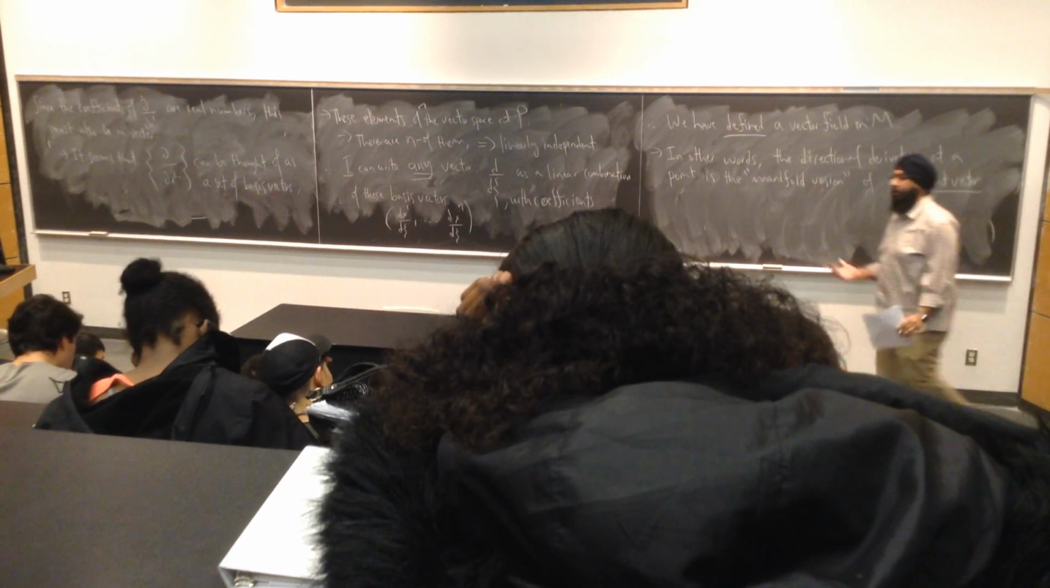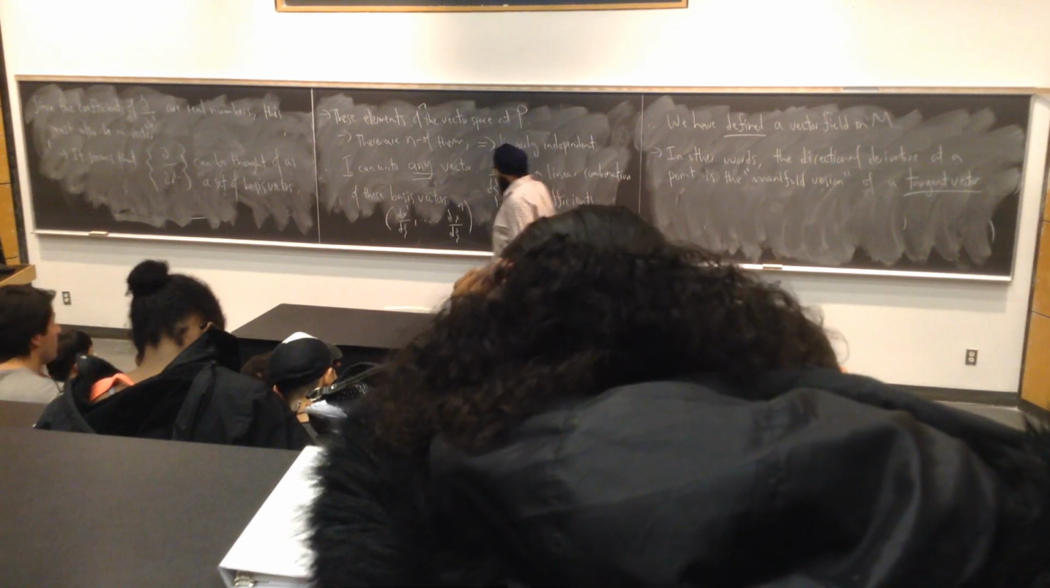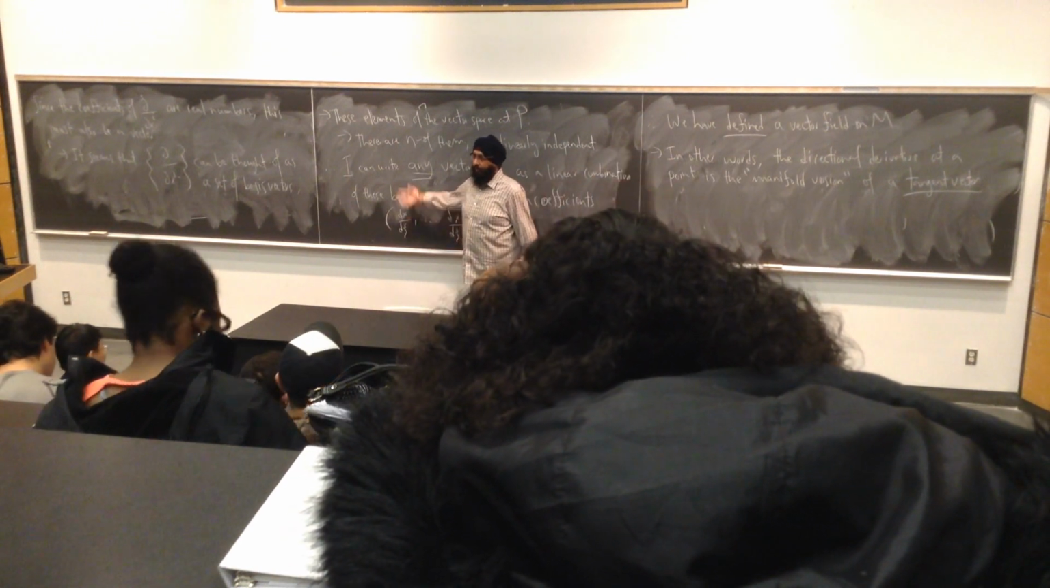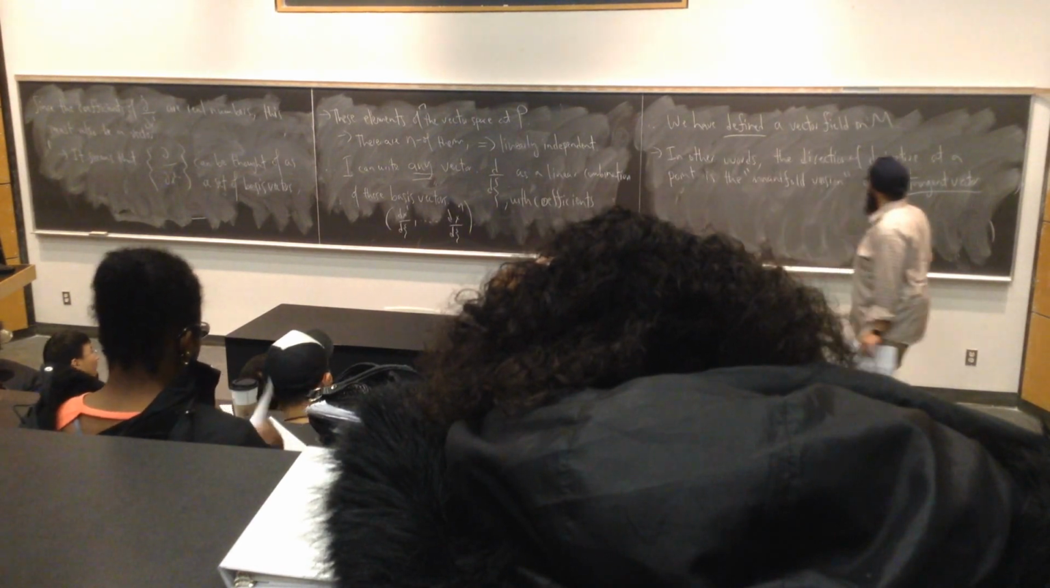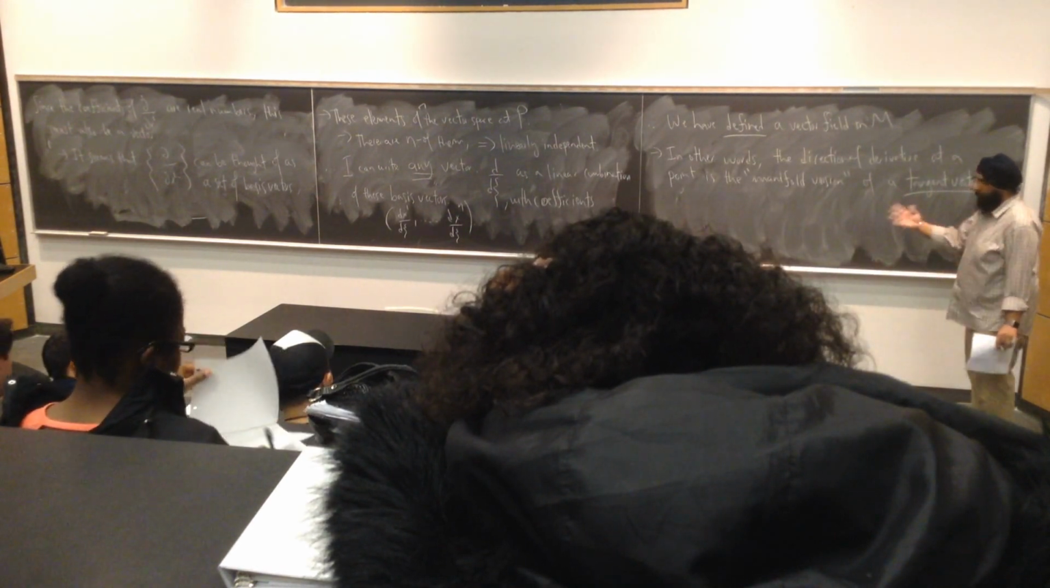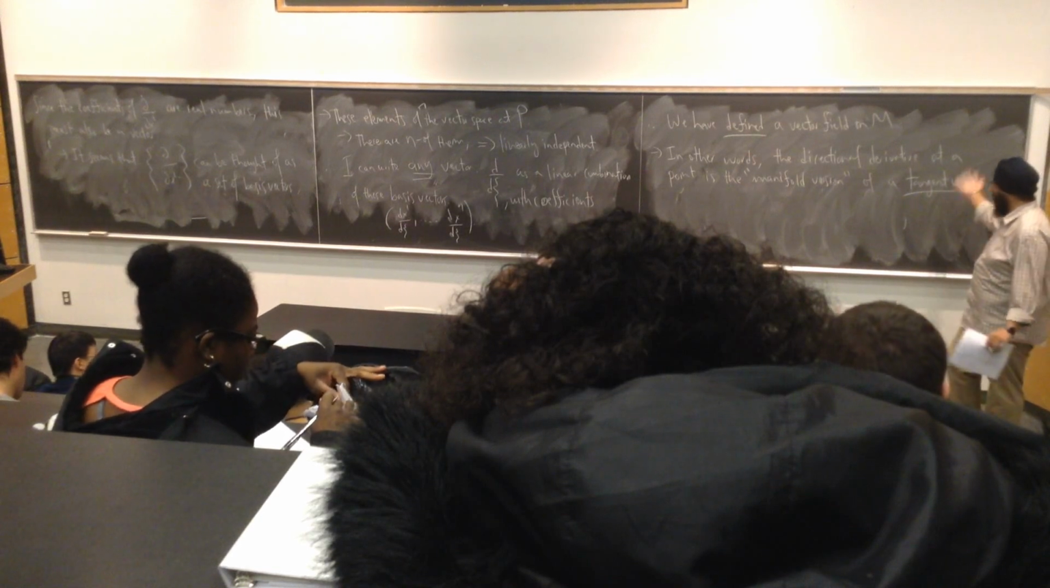That's what we've really done. These are tangent vectors. I'm taking the derivative along a curve, so it's a tangent vector. So the directional derivative at a point is the manifold version of a tangent vector.